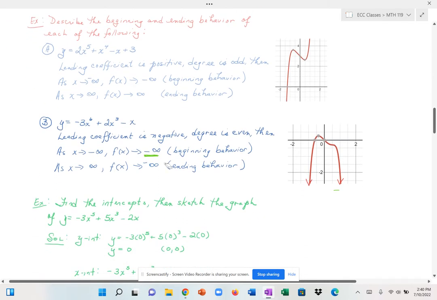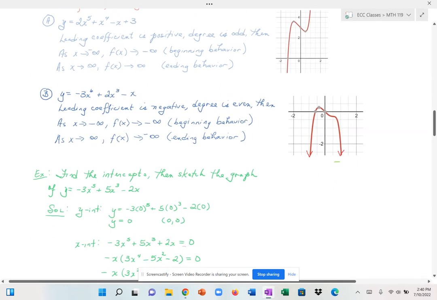Okay, so here, this problem in green, find the intercepts, then sketch the graph for y equal to negative 3x to the fifth plus 5x to the third minus 2x. The y-intercept is always the easiest one to find because you find the y-intercept by replacing the x's with 0. So if you plug that in, everything just becomes 0. So 0, 0 is your y-intercept.